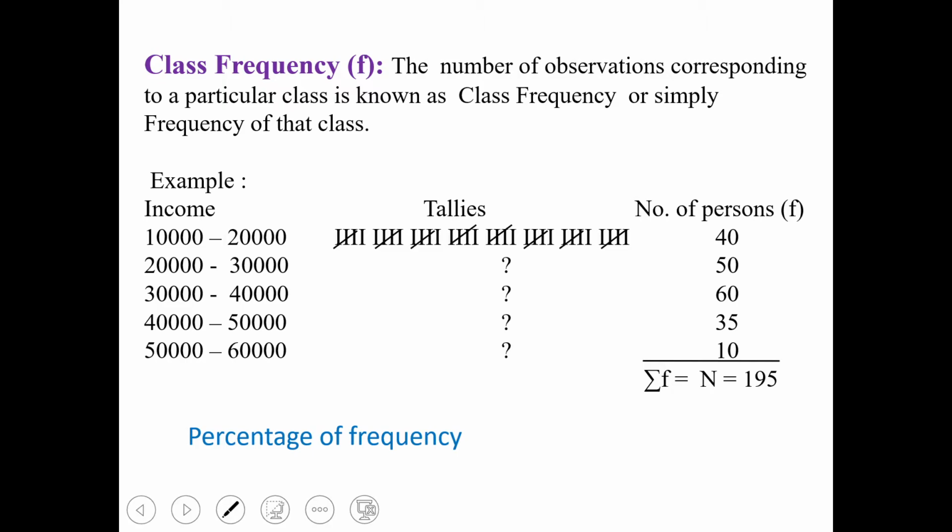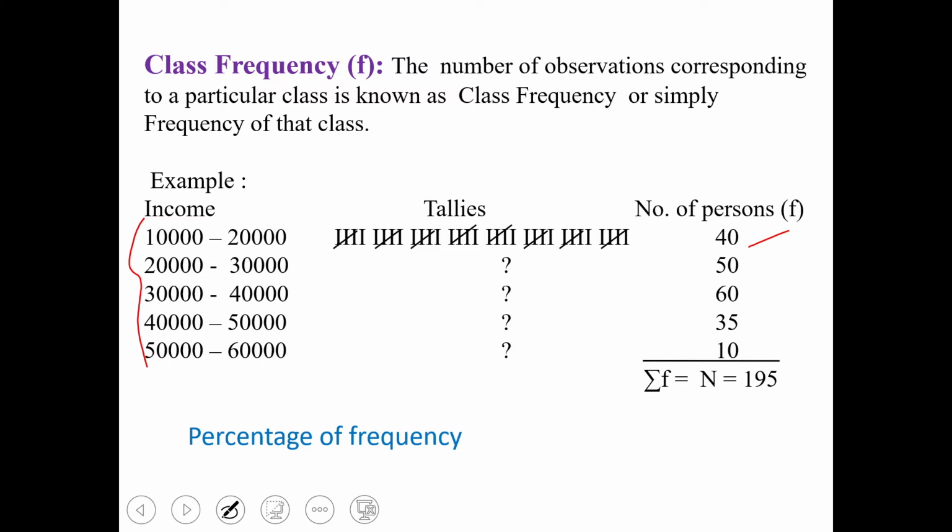Okay, so here you can see an example of income. The first class represents 10,000 to 20,000. Under this income range lies 40%. So 40% have an income between 10,000 and 20,000.